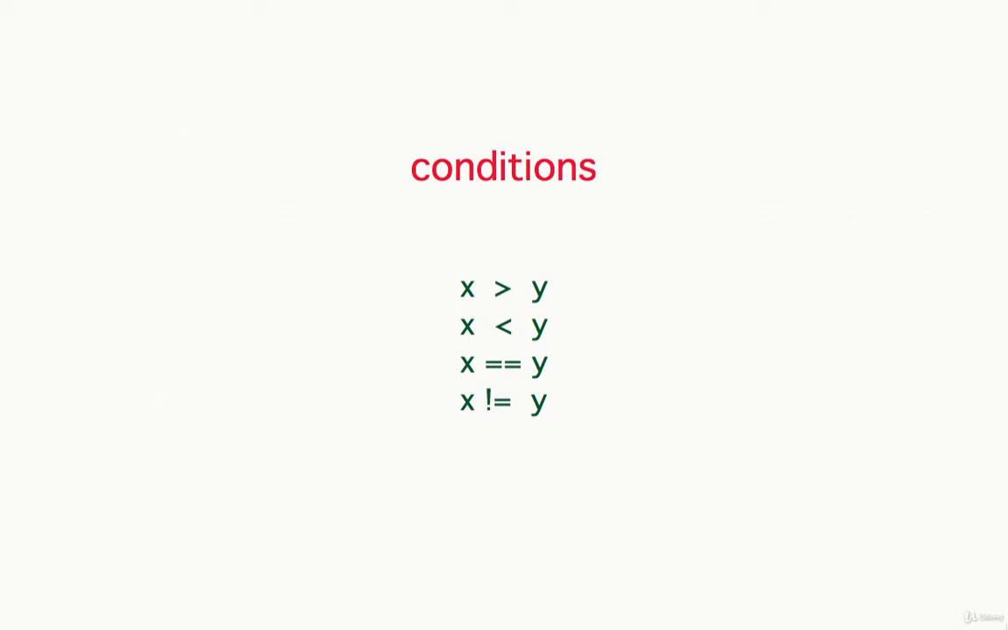There are many conditions that you can apply. Greater than, less than. To check if values are equal, we use double equal sign. And to check if values are not equal, we use exclamation followed by equal sign. Now let's write some code to get a better understanding of conditionals.